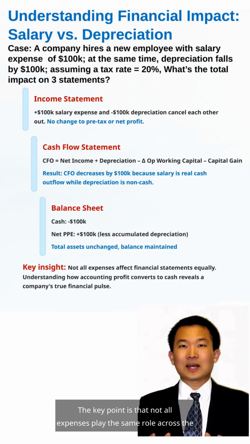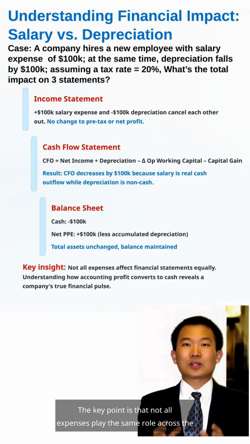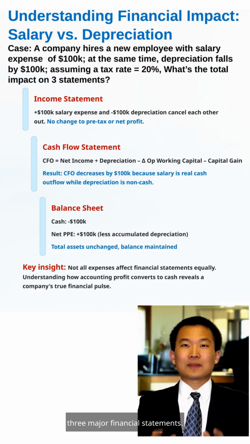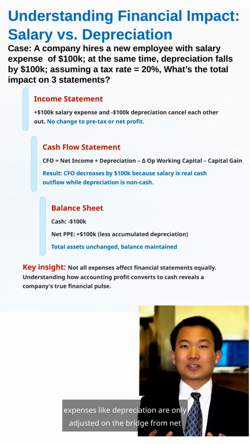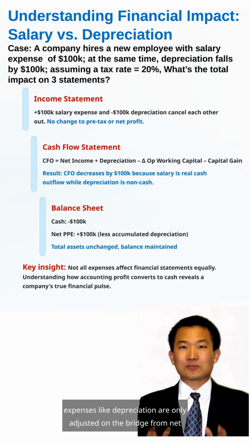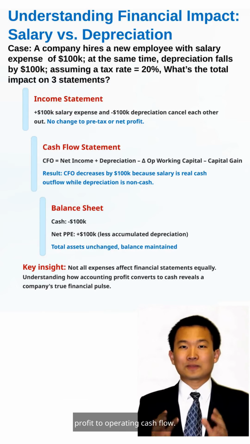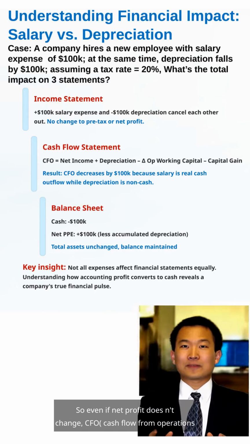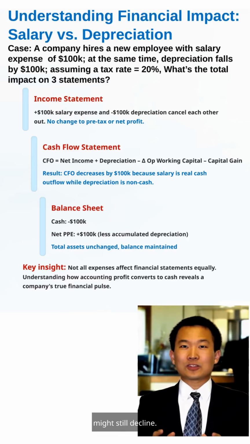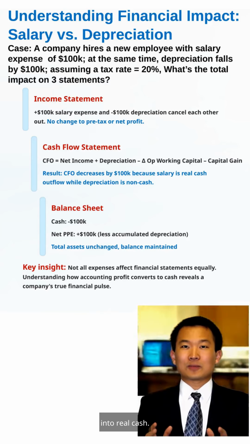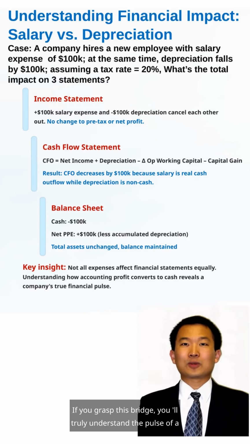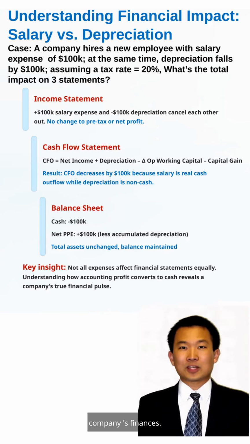The key point is that not all expenses play the same role across the three major financial statements. Cash outflows like wages directly reduce cash, while non-cash expenses like depreciation are only adjusted on the bridge from net profit to operating cash flow. So even if net profit doesn't change, CFO, cash flow from operations, might still decline. The key is to understand how this bridge converts accounting profit into real cash. If you grasp this bridge, you'll truly understand the pulse of a company's finances.